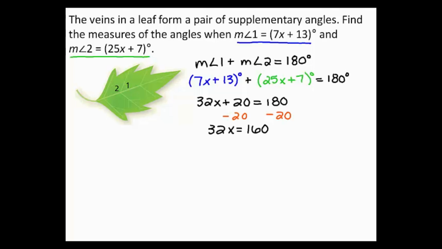Now you can divide both sides of the equation by 32. This gives you x equals 5. So, the value of x is 5.